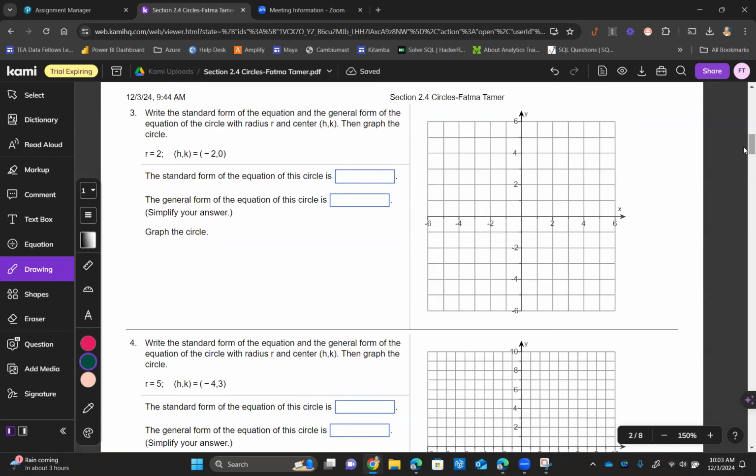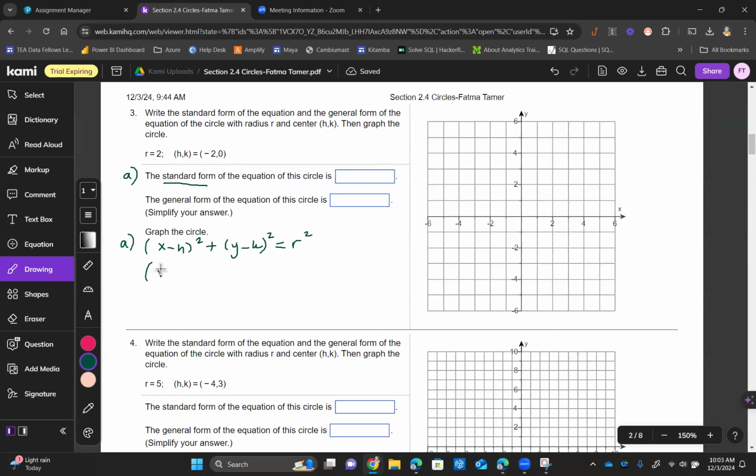Now for question 3, we're going to write the standard form of the equation and general form of the equation of the circle with radius r and center (h, k), then graph the circle. So the radius is 2 and (h, k) is (-2, 0). We want to find the standard form first. Again, let's label this A. For A, we need to use the same standard form formula, which is (x - h)² + (y - k)² = r².